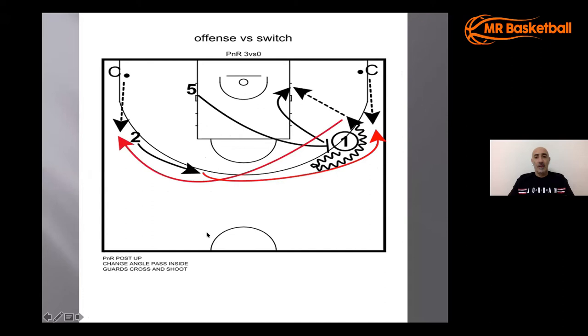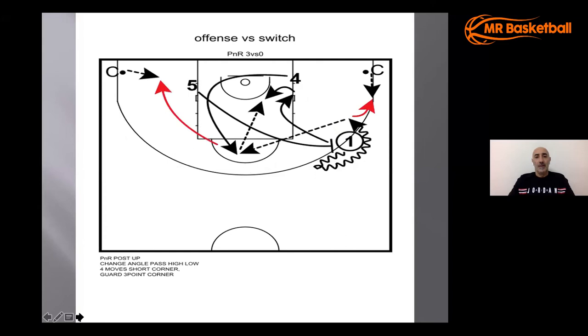Third concept with the two guards and a big guy. Use the side pick and roll, come back, fix our passing angle, pass inside, big guys cross. So it's basically a two-man game with the third guy spacing in and out. He cannot receive. We pass the ball inside, we cross, and we take three shots, as all three players need to get involved in the drill and be able to execute all of them.